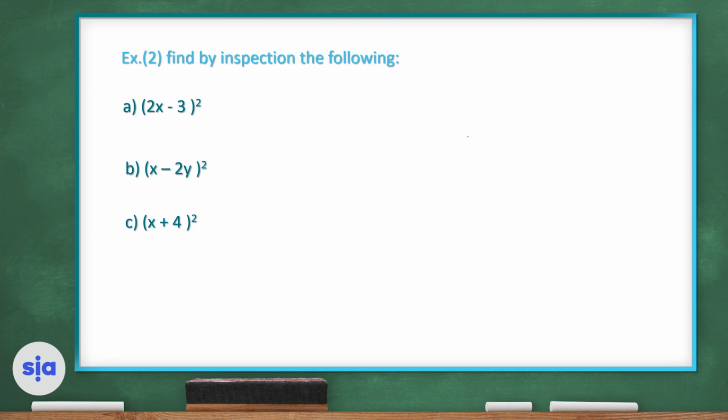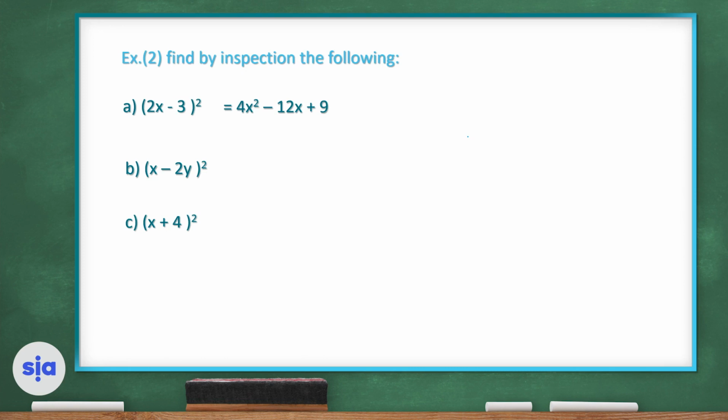Exercise 2, find by inspection the following: 2x minus 3 all squared. So how do we do it? The first one squared is 4x squared. First times second times 2 is negative 12x. Then the second squared is 9.